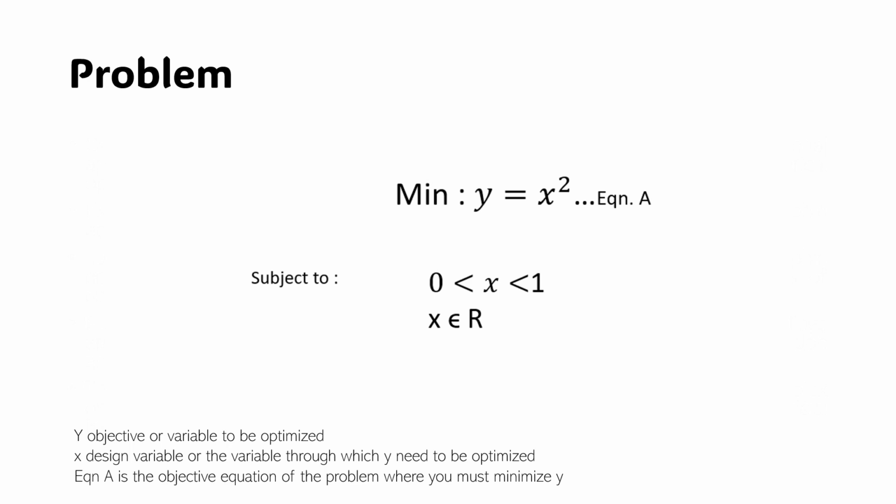So this is the optimization problem. Minimize y equals x squared, where x is your design variable, and x can vary within 0 to 1, and x should be a real number. And this entire y equals x squared is the objective equation. Here our objective is to minimize this equation, and we can change x, this design variable, to minimize y.